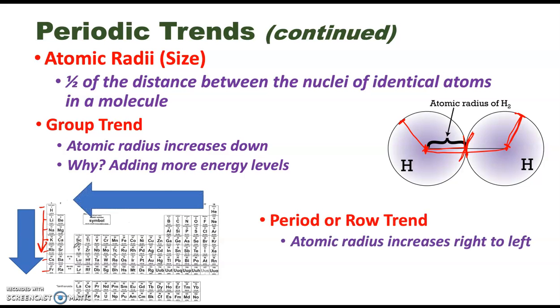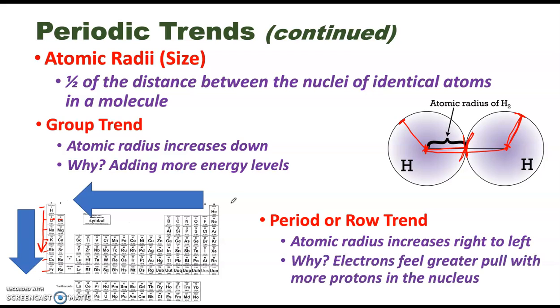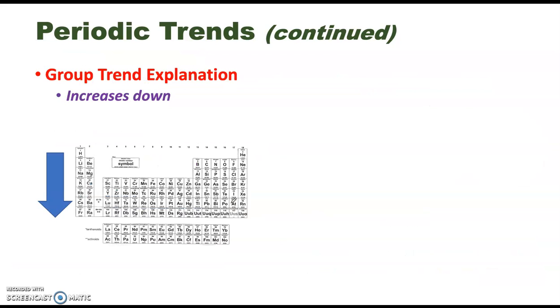The period or row trend: the atomic radius increases right to left. Now this is counterintuitive in a lot of ways because you're like, okay, well, lithium has 3 electrons, beryllium has 4, boron has 5. As you're adding more electrons, you think it would get bigger going to the right, but it actually gets smaller. I'll explain that in the next slide. But the answer for now is electrons feel greater pull with more protons in the nucleus. So we'll dive into that in a second.